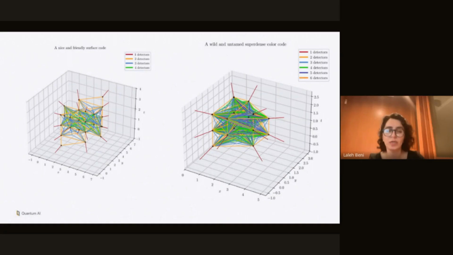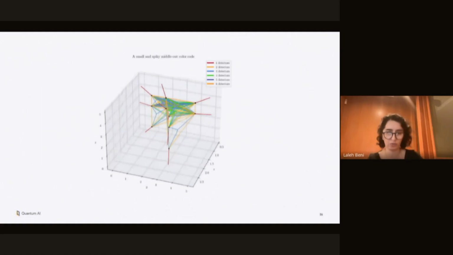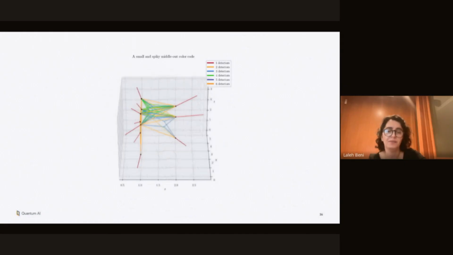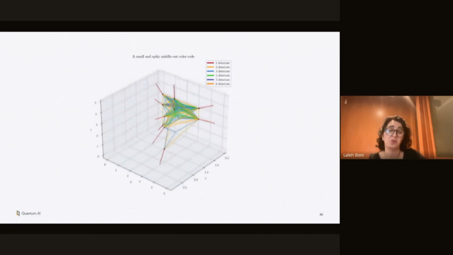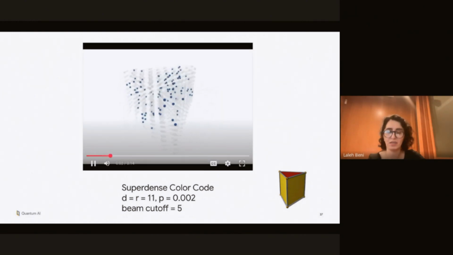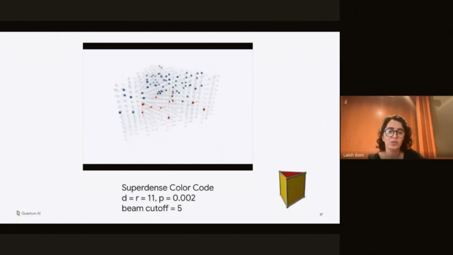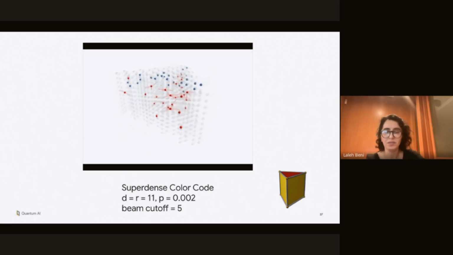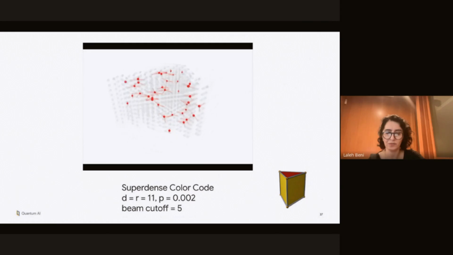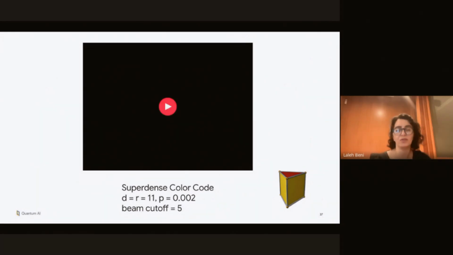But when you move to the color code in this example, you see that there's a lot of those hyper edges with many detectors, up to 6 detectors. Even for the case of a small and spiky middle color code, we see up to 6 detectors, hyper edges. And for these examples, still Tesseract is able to do the decoding pretty efficiently. Here I'm showing an example for distance 11 with beam cutoff 5, and you saw that it just finished it in a few seconds.